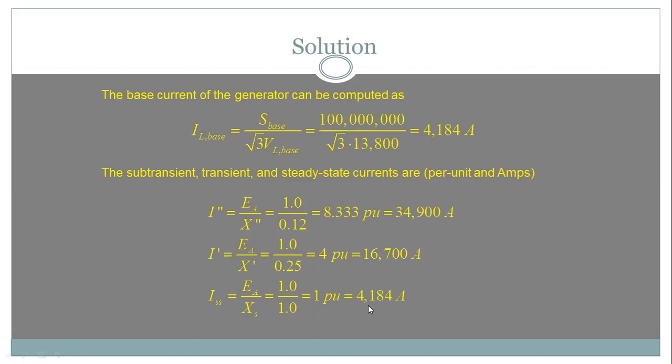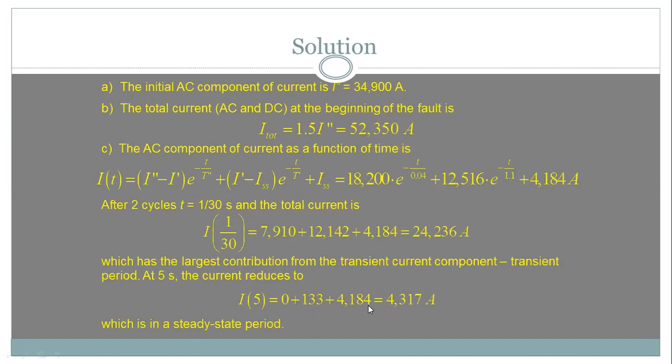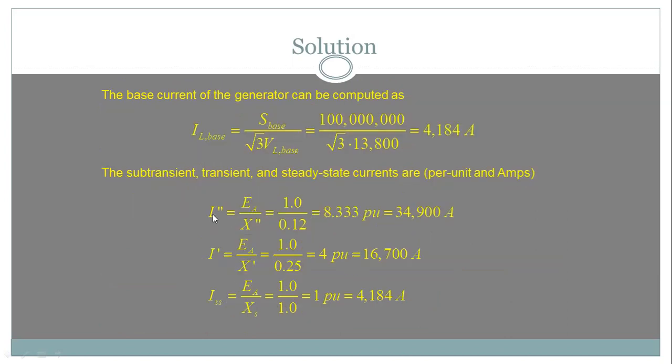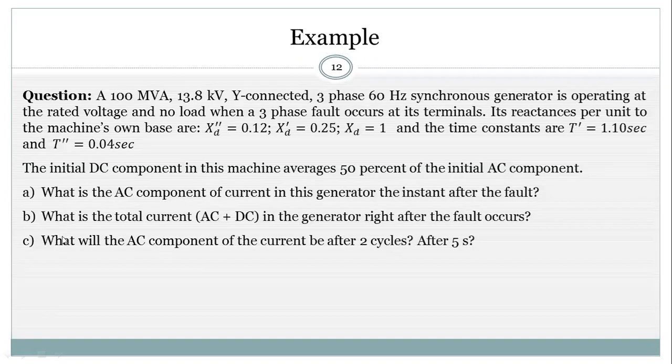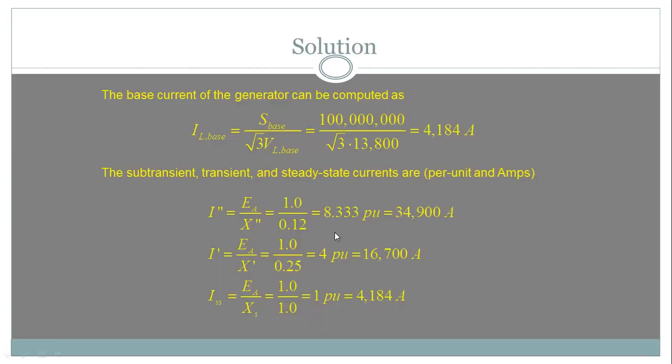Now, the first part of our question is to find the initial short circuit current, or subtransient current. So the initial subtransient current is 34,900 ampere. And our second question is, what is the total current, that is AC plus DC, right after the fault?